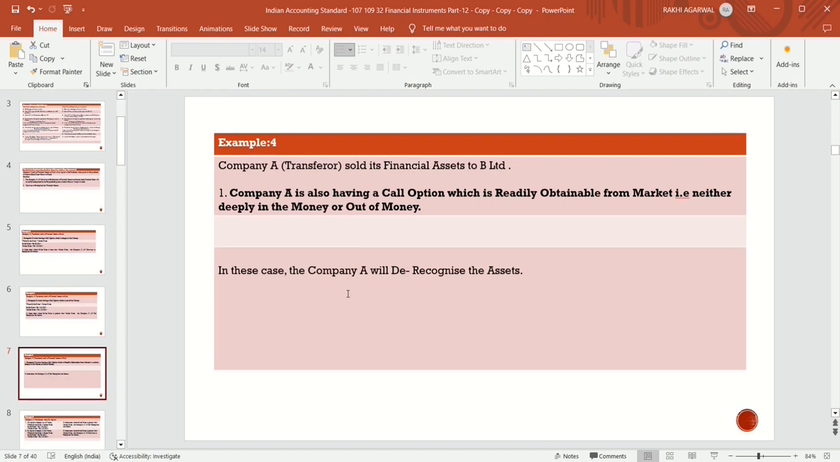Now example 4: company A sold its financial asset to B Limited. Company A also has a call option which is readily obtainable from the market, that is, neither deeply in the money nor out of the money. In this case, company A will de-recognize the asset because it is neither in the money nor out of the money.